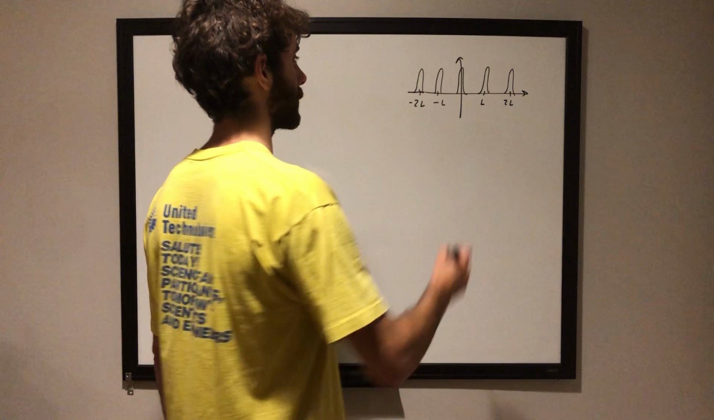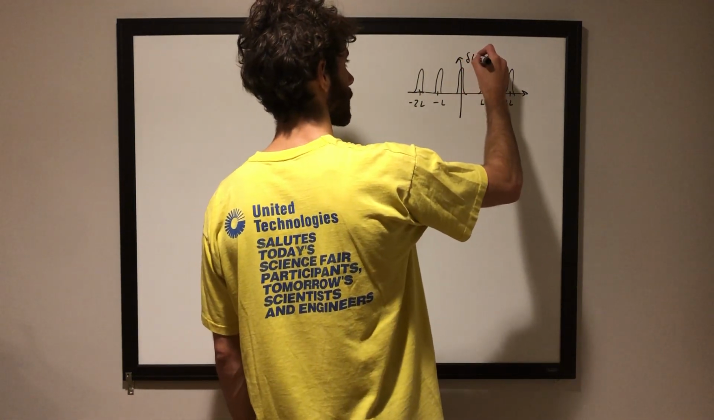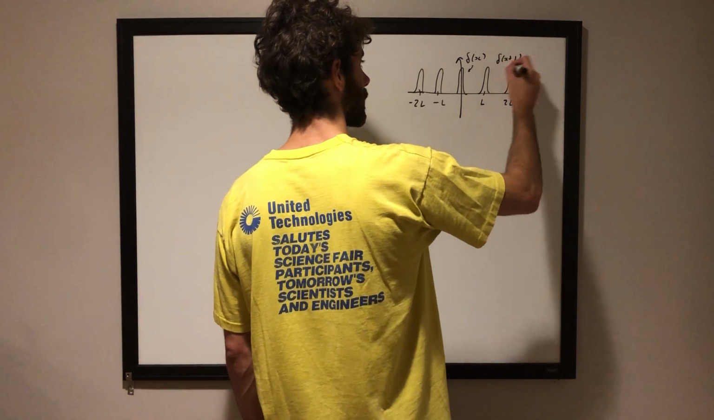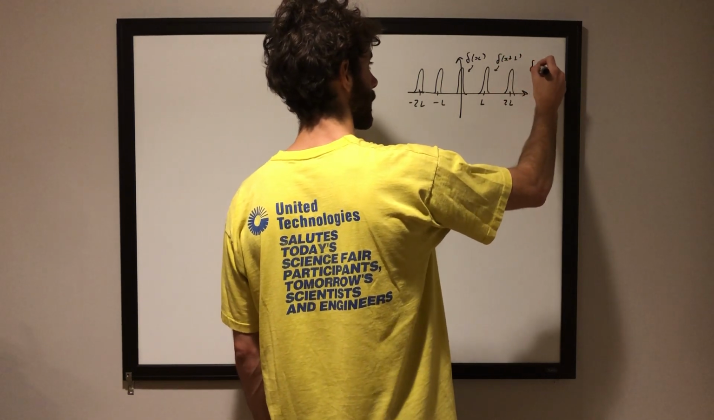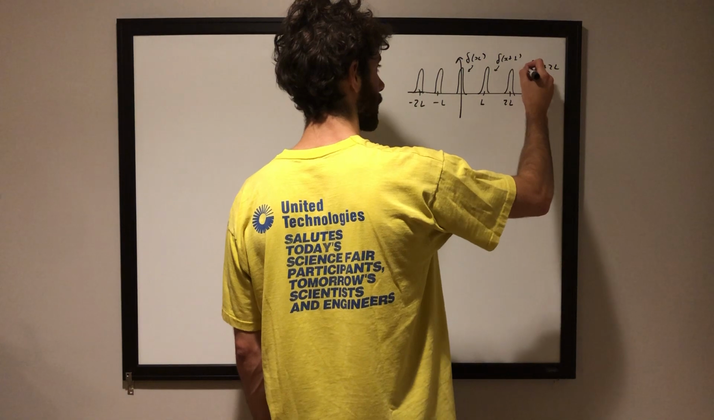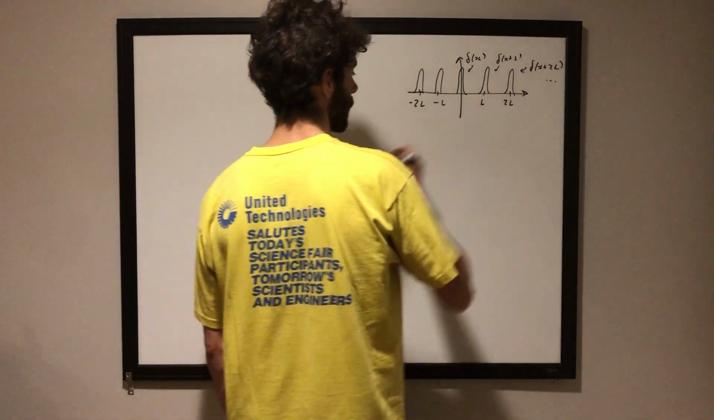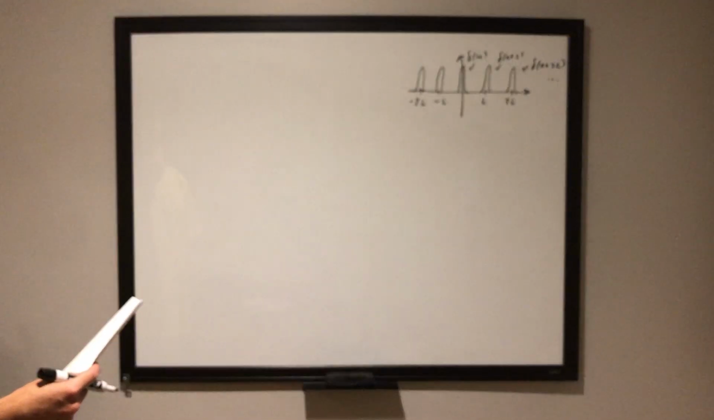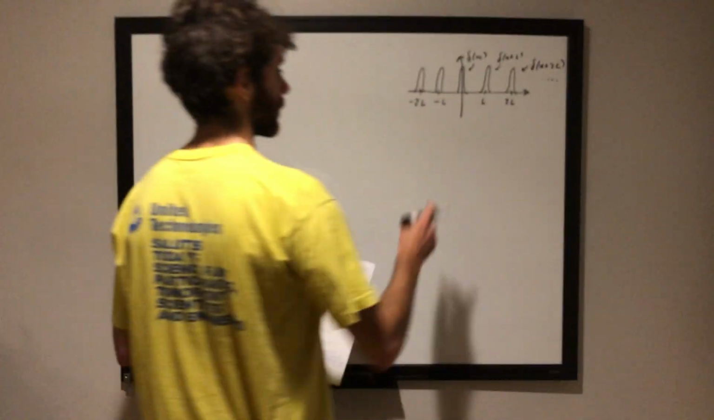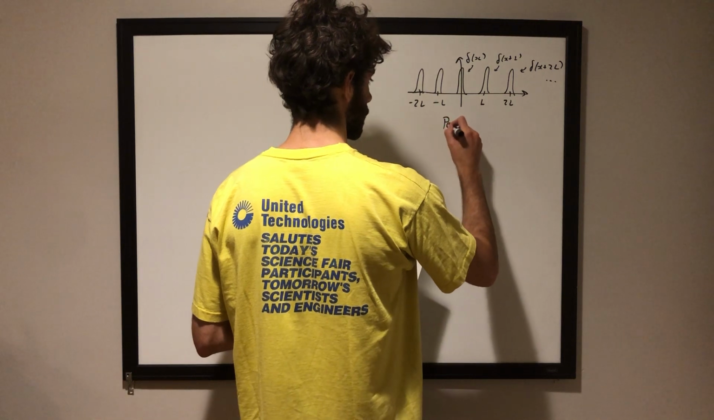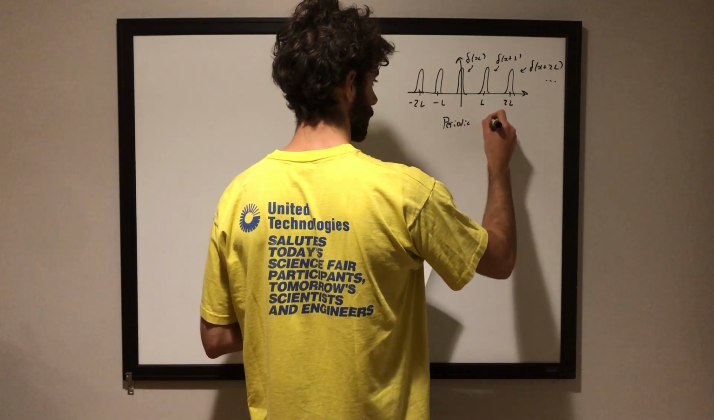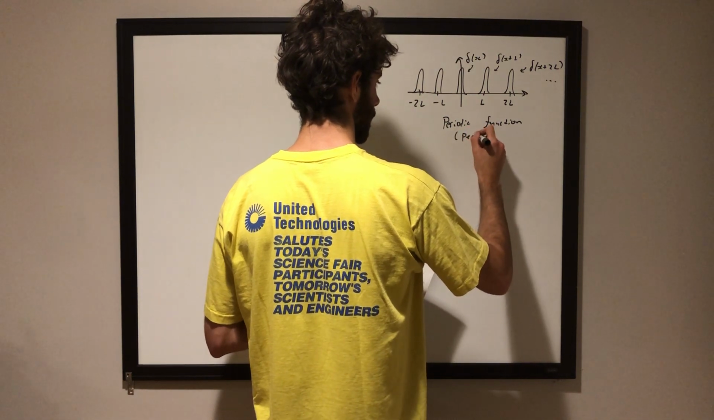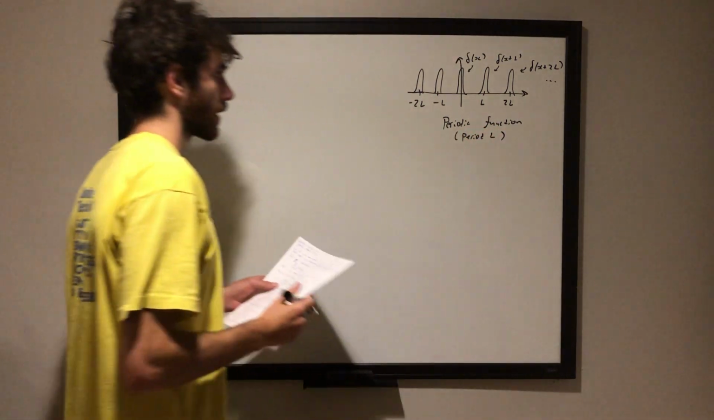So this would be delta of x, this would be delta of x plus L, and this would be delta of x plus 2L, and so on in both directions. And this is a periodic function of period L.